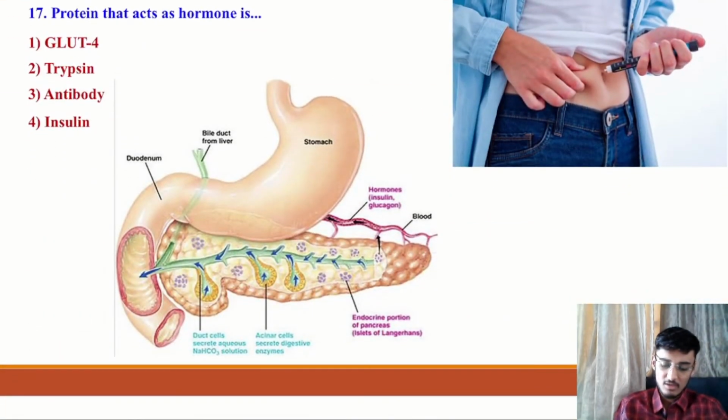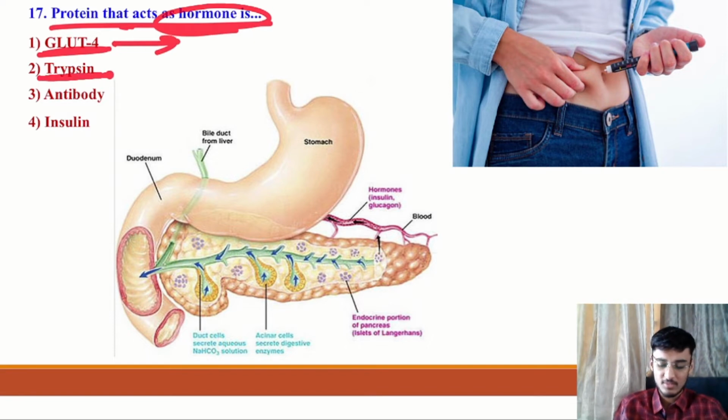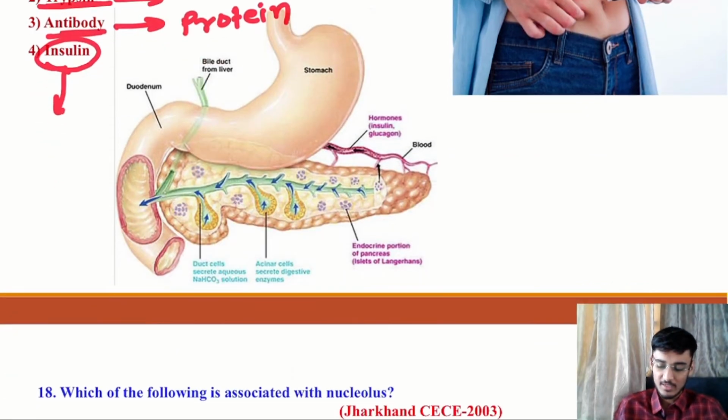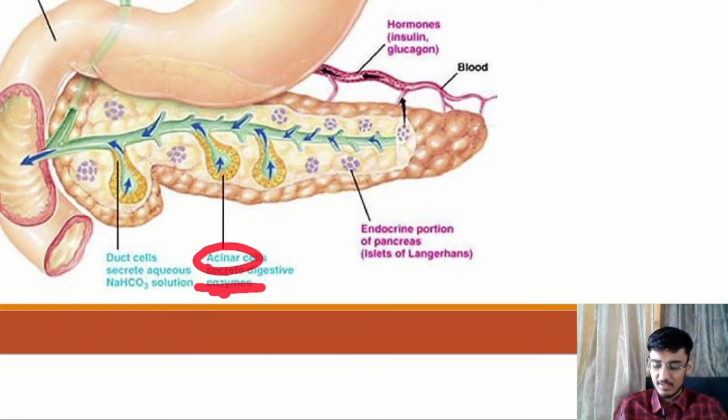It is responsible for the osmosis purpose. Now question number 17. Which protein acts as a hormone? Trypsin is an enzyme. Antibody is a protein which fights against the antigen, and insulin is a hormone which is secreted from the pancreatic beta cell. Pancreatic acinar cells secrete the digestive enzymes.